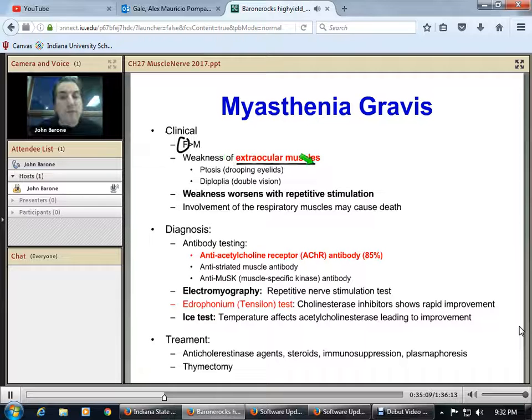So it's very common to get weakness of the extraocular muscles. The more I use them, the weaker they get, so it tends to get worse at the end of the day. The more you use it, the worse. So at the end of the day, you say, Doc, I can't keep my eyes open. I'm getting ptosis, and I'm getting double vision. I can't keep my eyes in the same direction.